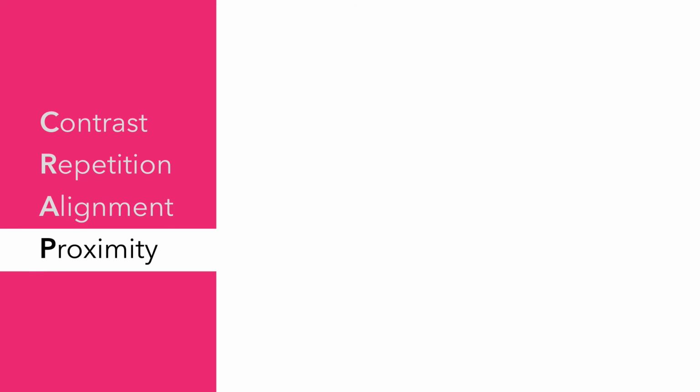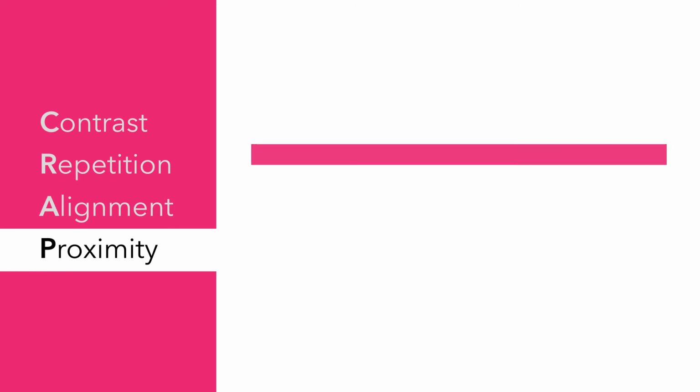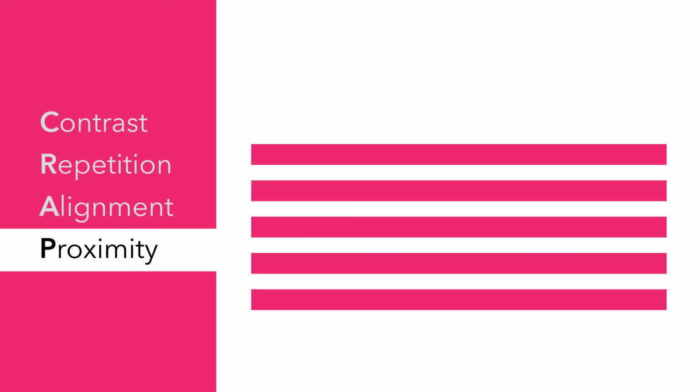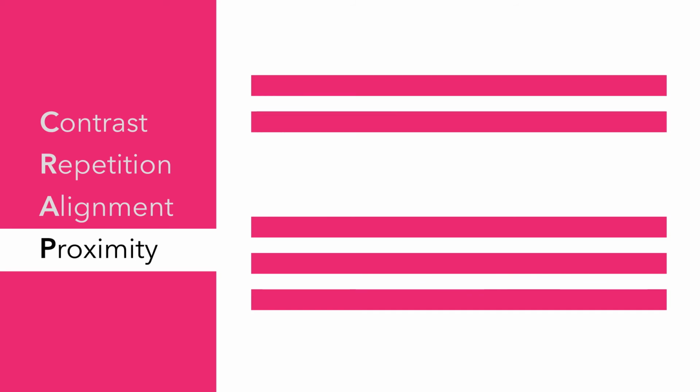Finally, P is for proximity, which deals with the distance between elements in our design. Through proximity, we can create visual relationships that lead to an easier understanding of materials. Things that are close to each other will automatically feel more related.